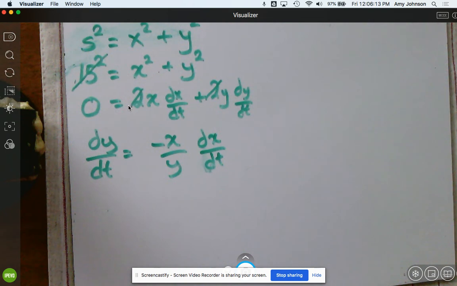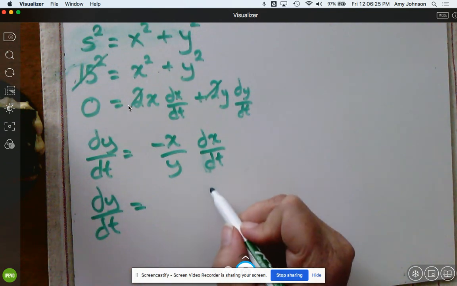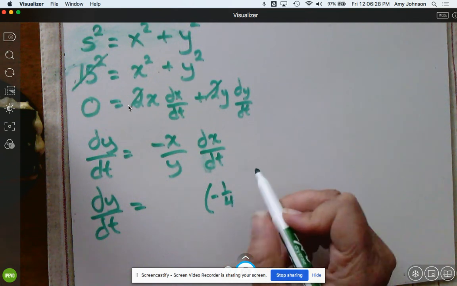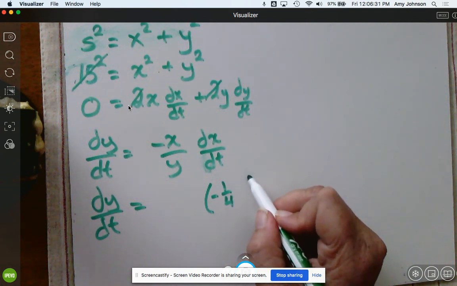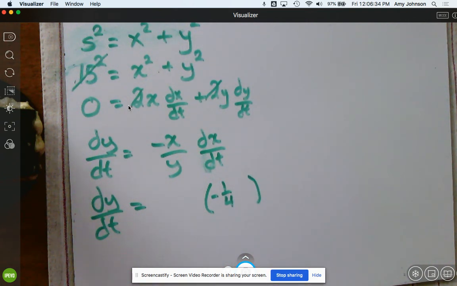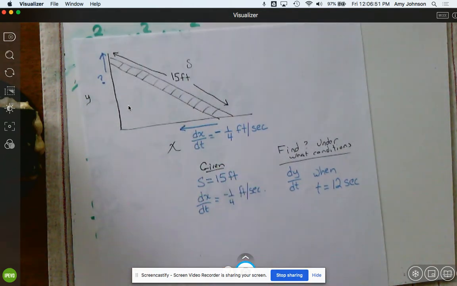So we could plug in now because we have dx dt, right? That's good. We're trying to find dy dt. Well, we know dx dt is negative 1/4. I'm going to leave units out for the moment. Negative 1/4 feet per second. But what about the x and y? Because we're ready to solve now because we have our derivative. But what about x and y? When we're talking about x and y, we're actually talking about linear distance. So how can we find x and y?